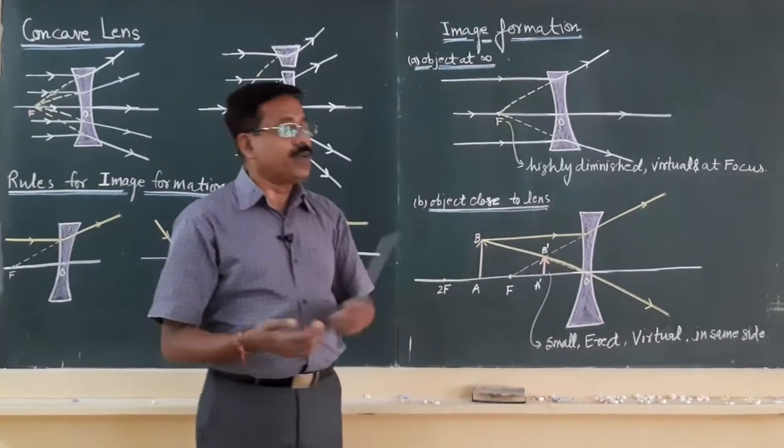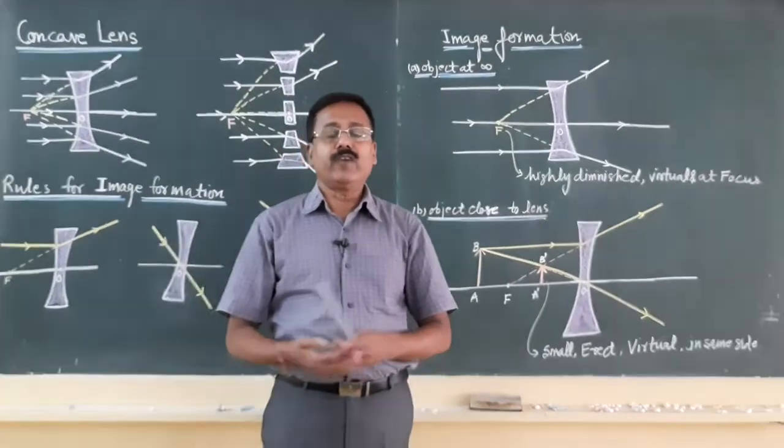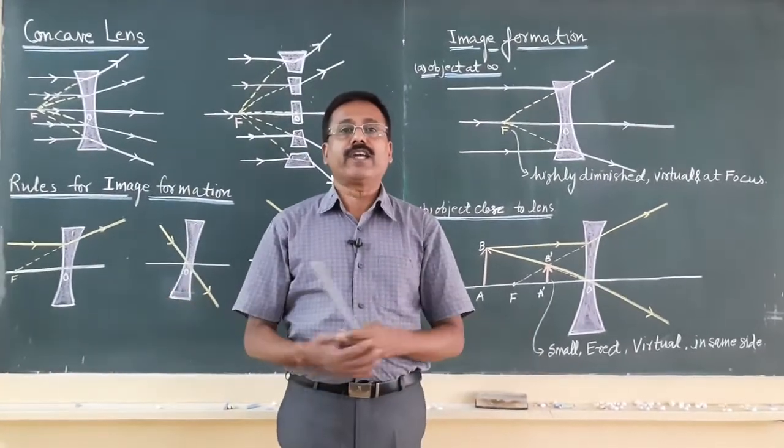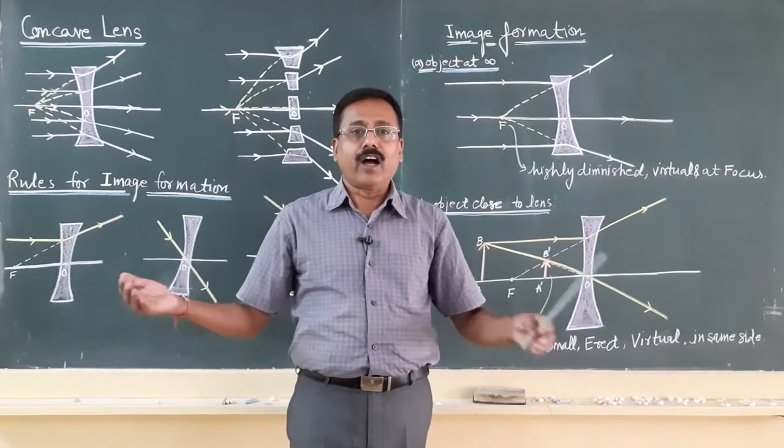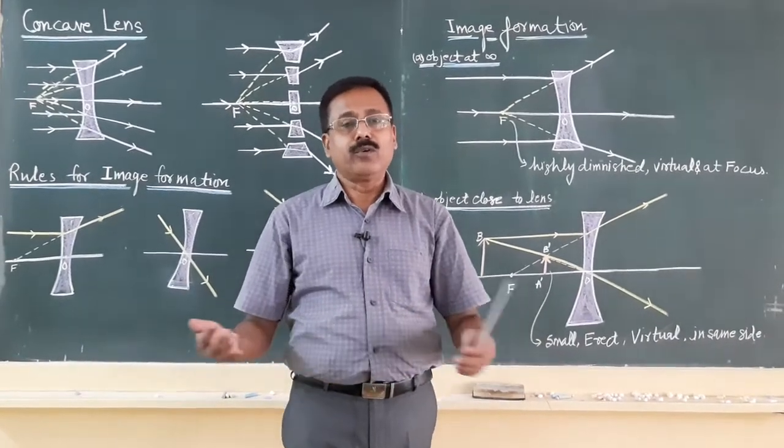So, in this way we can understand very clearly how the concave lens diverges and how the image formation takes place.